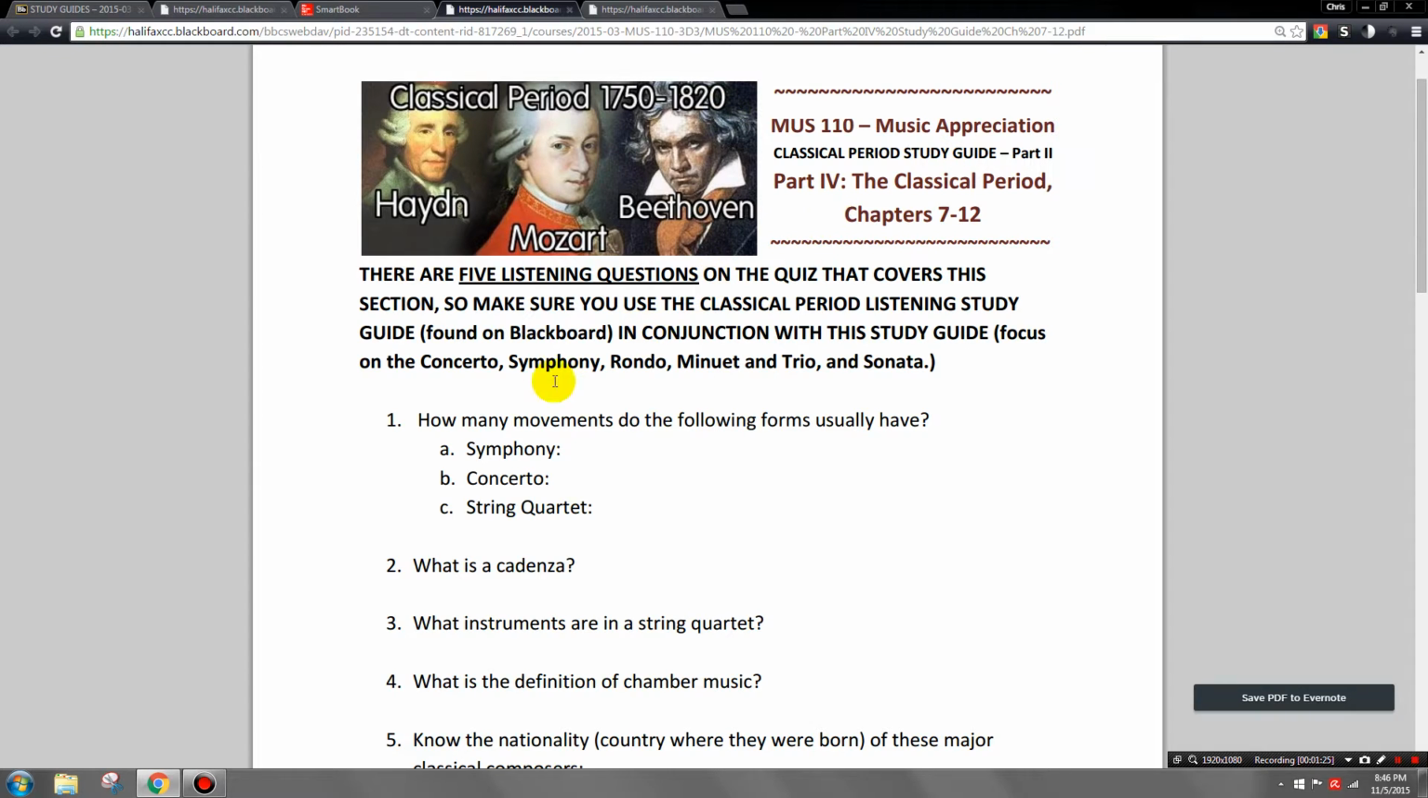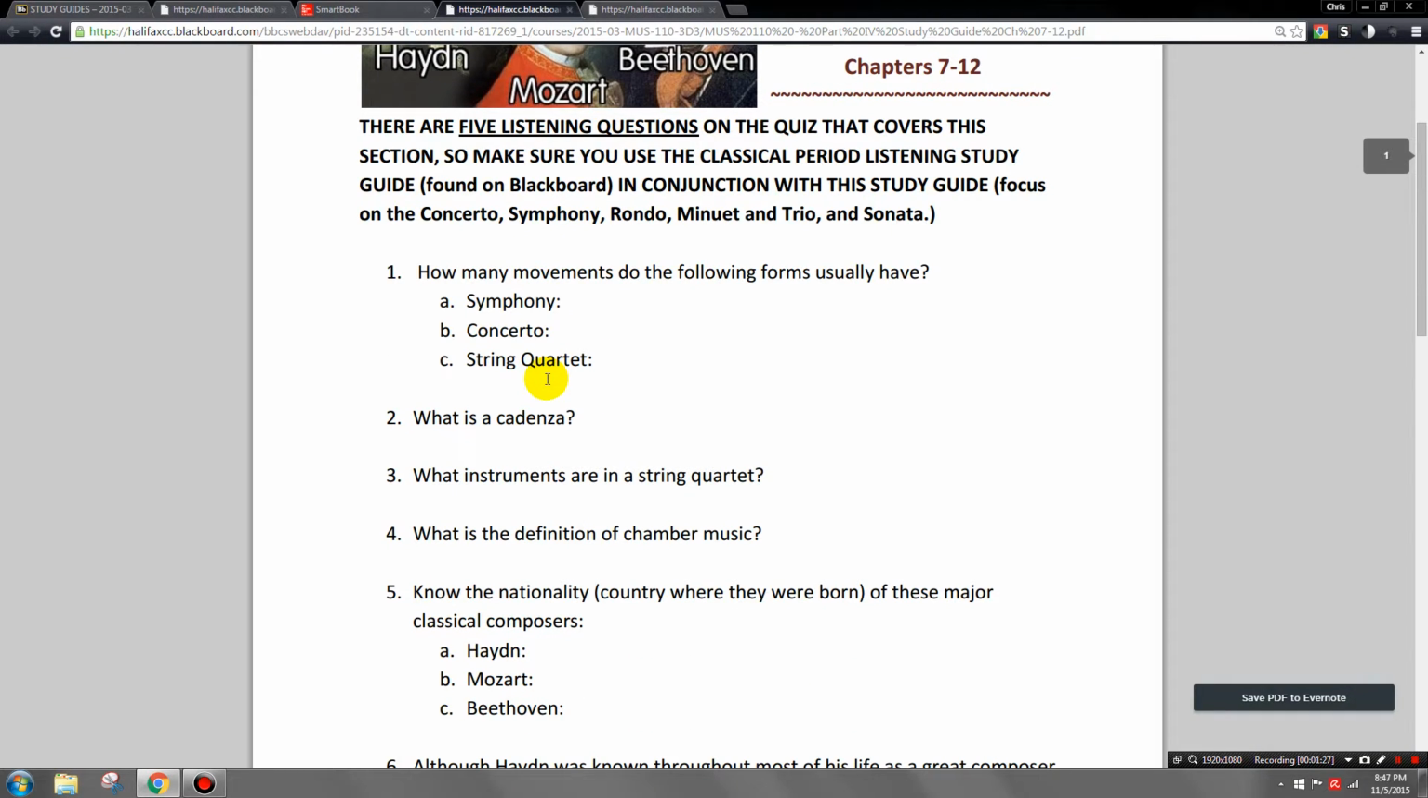All right, so let's look at what the symphony is. It asks you here, how many movements do each of the following forms usually have? And the symphony is the one that we're going to talk about first. The answer to that question is 4. There are 4 movements in the typical classical symphony.